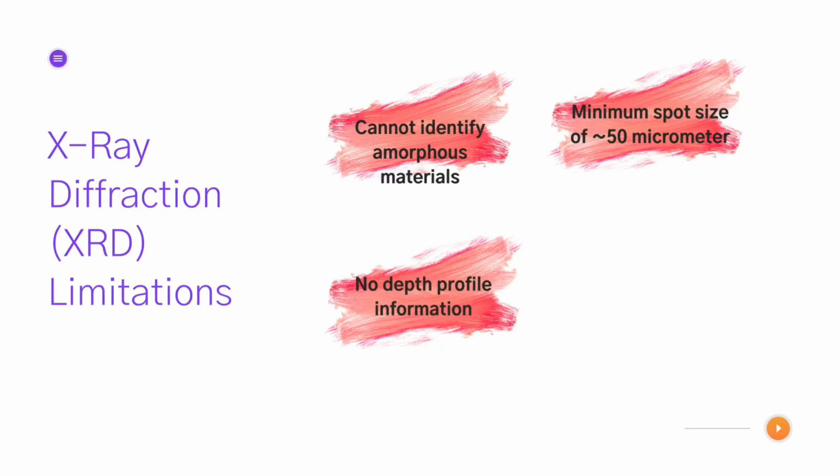So let's continue on X-ray diffraction limitation. It cannot identify amorphous materials, has no depth profile information, and lastly, has a minimum spot size of 50 micrometer.